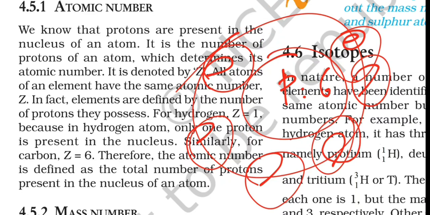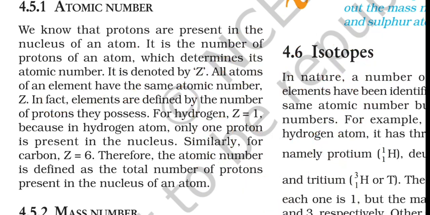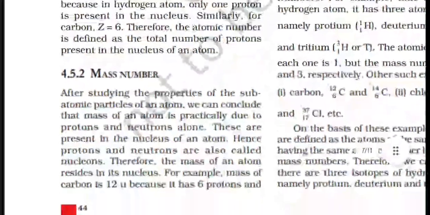Okay, 6 electrons are present in the orbit of the nucleus and 6 protons are present here, so the atomic number of carbon is 6. Okay, so that is the simple term. It can ask for 1 or 2 marks in board exam also, in your main exam also. Next one, mass number. What is the mass number?